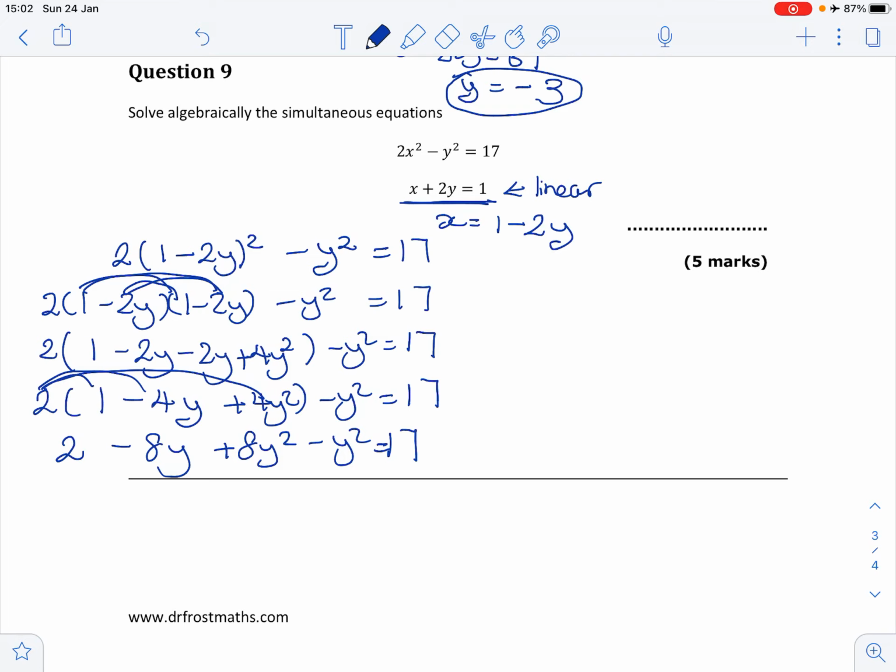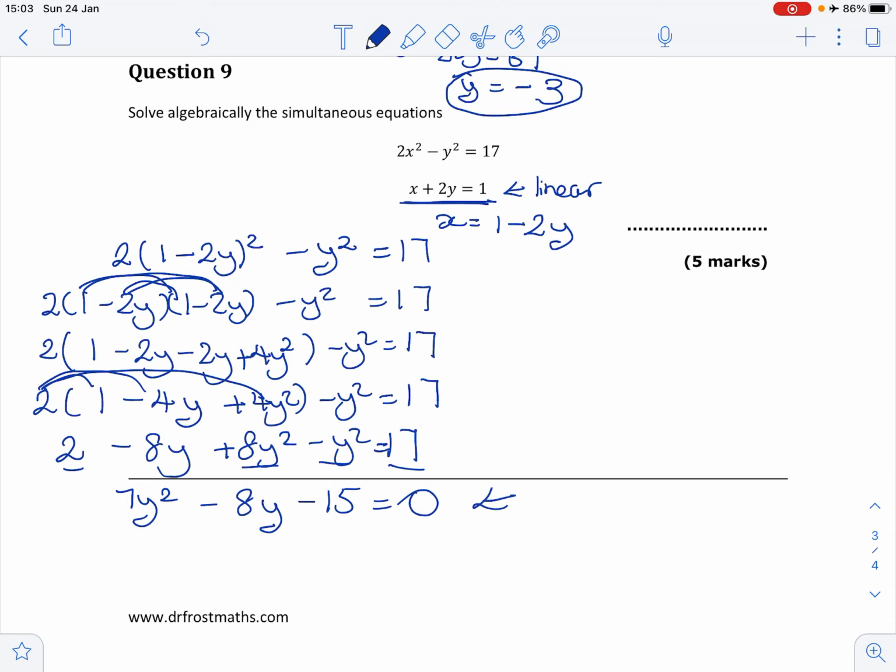Then I'm going to simplify my equation. So I have 8y squared minus y squared, it's 7y squared minus 8y. Then I have 2. Then I'm going to subtract the 17. Move the 17 onto the other side. So I'll have minus 15. And this is equals to 0.